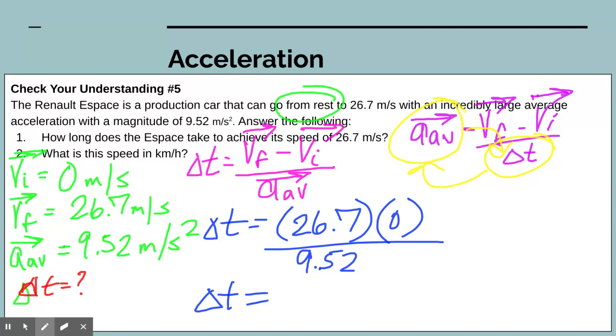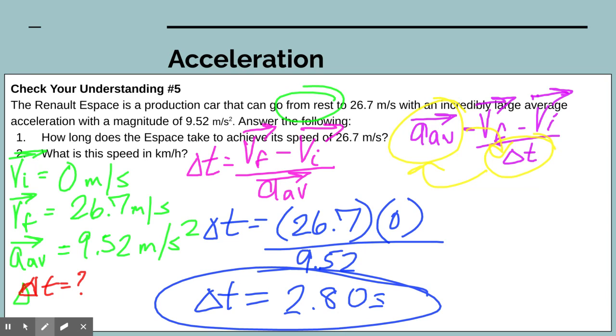Where'd my notes go? There it is. You should get 2.80 seconds. So to go from rest to 26.7 meters per second, it takes this car 2.8 seconds to reach that velocity, if it accelerates exactly at that constant magnitude. So now we've got the second question.